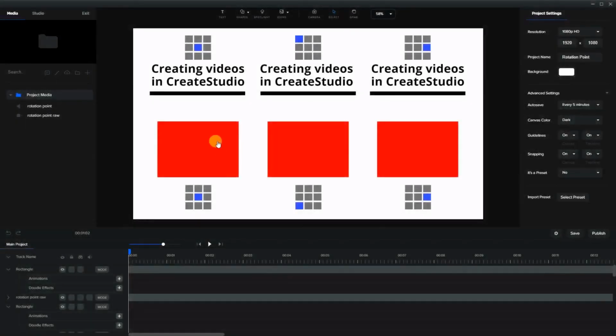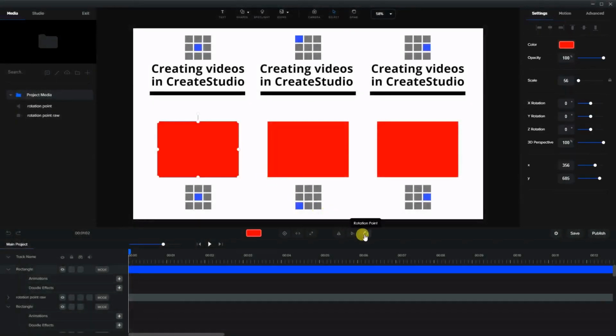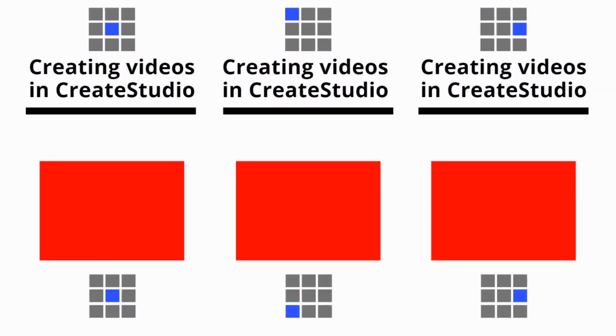When you choose an object, the rotation point option will appear here. There are 9 squares with the default being the center. The rotation point describes where the animation will start. I've created 3 strings of text with the typewriter effect and 3 boxes with the zoom scale up effect, so let's take a look at how the rotation point affects each.